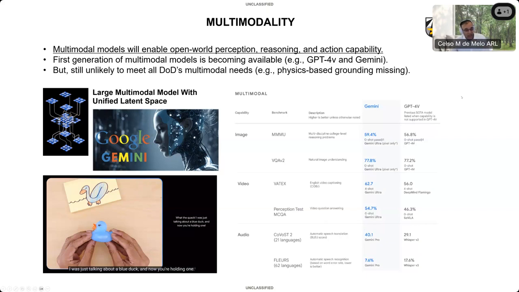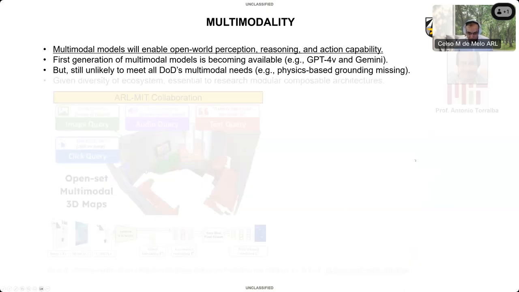But I would note that these are still unlikely to meet all of our needs, especially in the case of modalities that we at the Army care about, like perception into non-visible and things like this. Not only is it more difficult for industry to get that data, but also perhaps they're not as interested as we are in those kinds of models. So there'll always be a need to build our own custom models. And we'll talk more about that too.